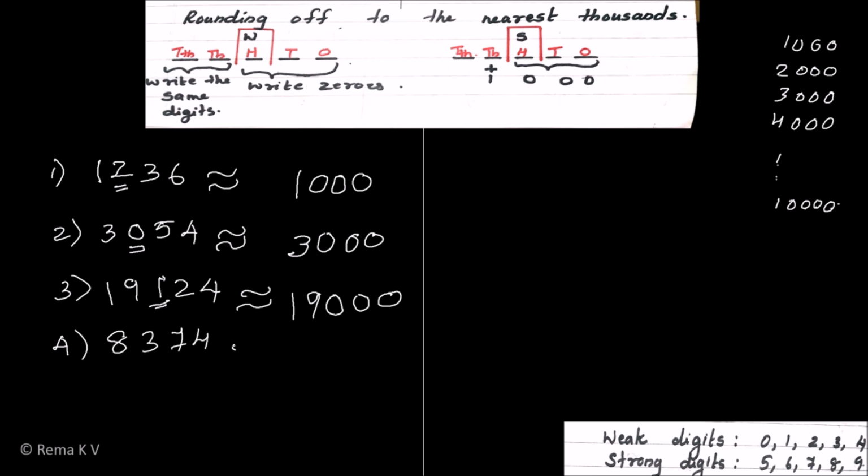8,374. So again here, ones place digit 0, tens place digit 0 and hundreds place digit 0. And the digit in the hundreds place is 3, which is a weak digit. So write the same in the thousands place. Now let us check the second type of this one.